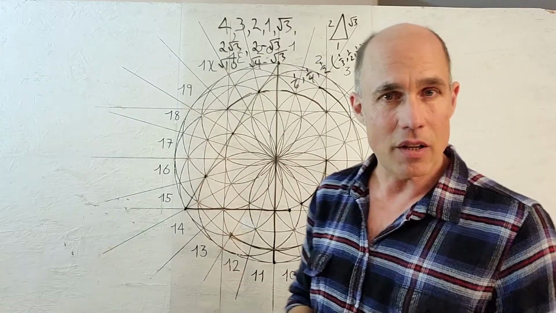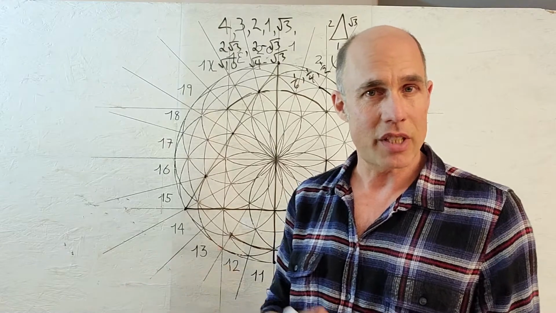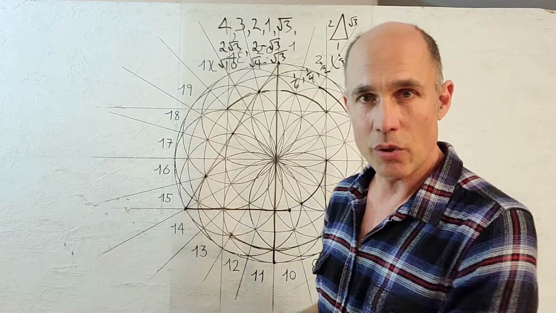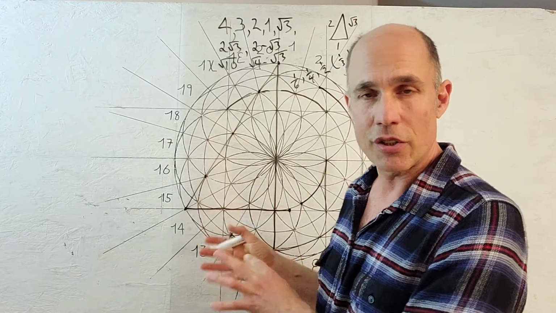So the next numeral is the numeral that represents the number 5. That's the next video. We're going to go to the 5th circle in the series for that.